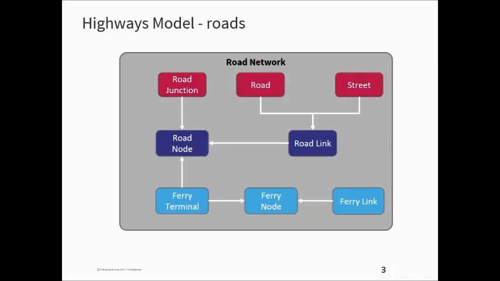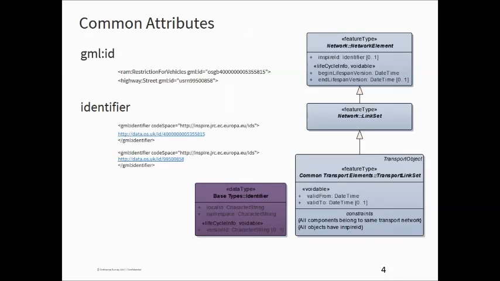Also in the introduction, I would like to mention the common attributes you will find across all feature types in the Highways product, and many of them have been inherited from the INSPIRE transport network model. It will have attributes such as you can see on the slide, the GML ID, which is an important attribute, as this is the identifier of each feature.